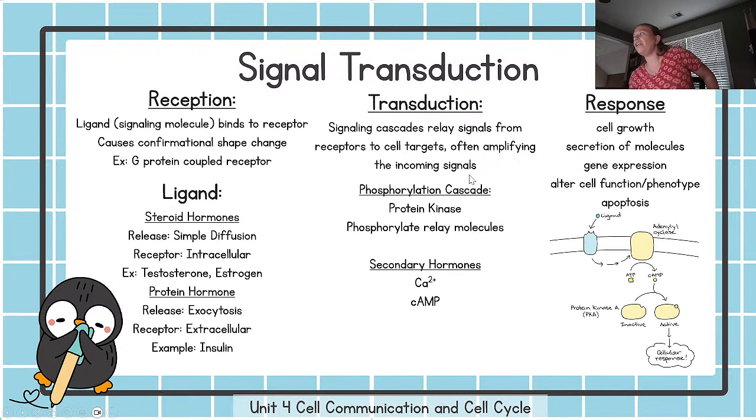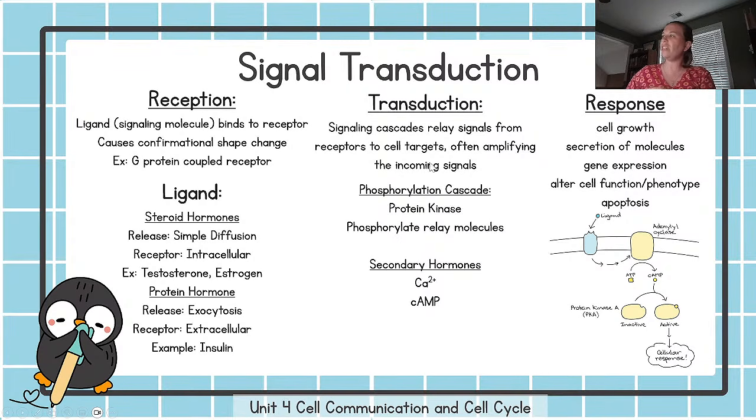So as a reminder, there are 3 steps that we have for signal transduction. We have reception, where we're going to receive the signal. There were 2 different types, steroid and protein hormones. And so it might be important to know the differences between those to be able to know, oh, this is this type of hormone, so this is where the receptor will be.